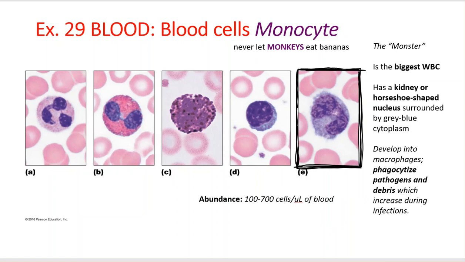The next cell is a monocyte, and monocytes are monsters because they're the biggest white blood cell, and they have a kidney-shaped or horseshoe-shaped nucleus. We can see that horseshoe or kidney shape right there, with a large amount of grayish cytoplasm on the outside of it. Their main job is to phagocytize pathogens and debris, and they literally go around engulfing a bacteria or a piece of debris and ingesting it, therefore killing it. Pretty dang cool. That's why they're the monster.